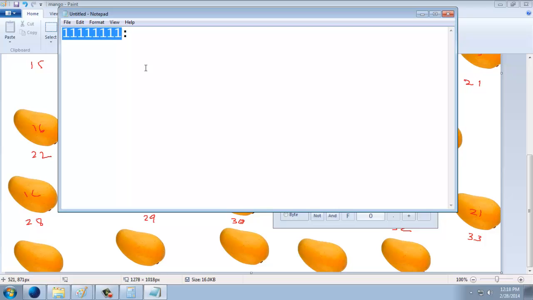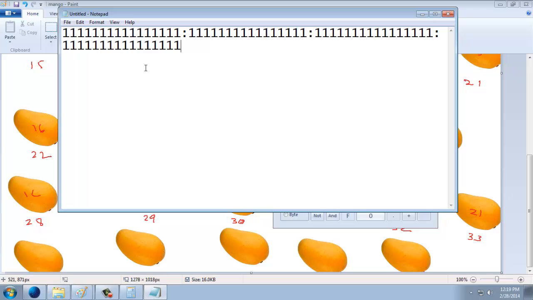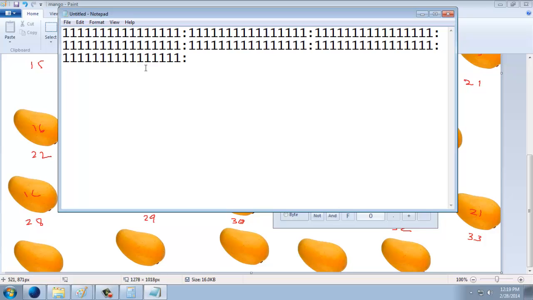First part. So this is how many bits? 8 bits. 8 plus 8, 16. 16 bits. Again 16 bits. So 2nd part. Again 16 bits. 3rd part. Again 16 bits. 4th part. Again 16 bits. 5th part. Again 16 bits. 6th part. Again 16 bits. 7th part. And again 16 bits. 8th part. See how huge it is.